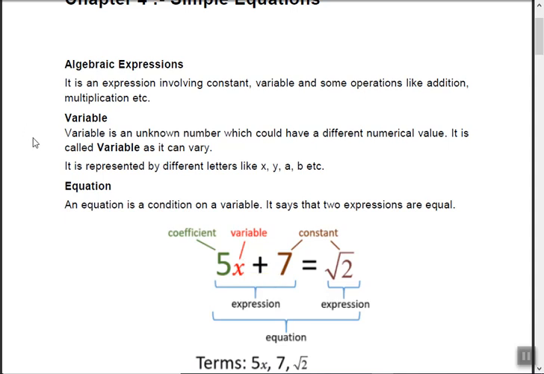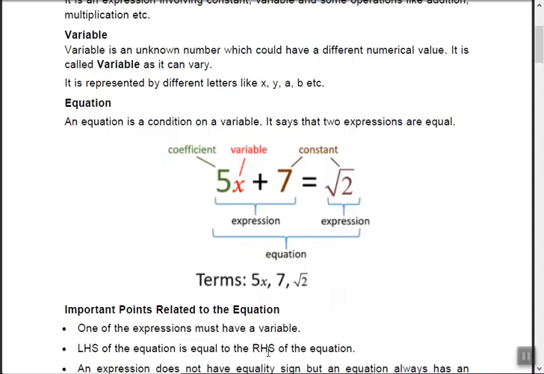Okay. So a variable is represented by different letters like x, y, a and b. A and b are generally not used. Generally x and y are used. If x and y get exhausted, only then we use a and b. But x and y are generally used. Okay, move on. So an equation means it is a condition on the variable.